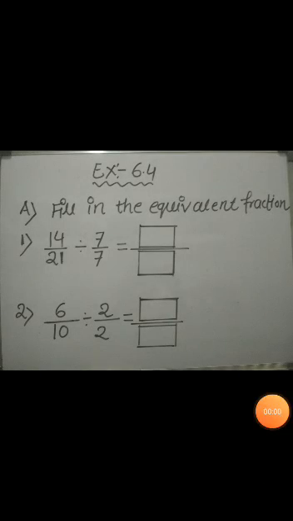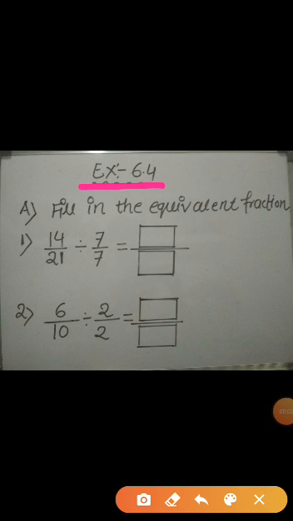Students, today I am going to discuss exercise 6.4, question number A, fill in the equivalent fraction. To find the equivalent fraction, either we multiply or divide both numerator and denominator by the same number. Here in this question, we are going to divide the numerator and denominator of the given fraction by the same number. And that number should be a common factor of both numerator and denominator.